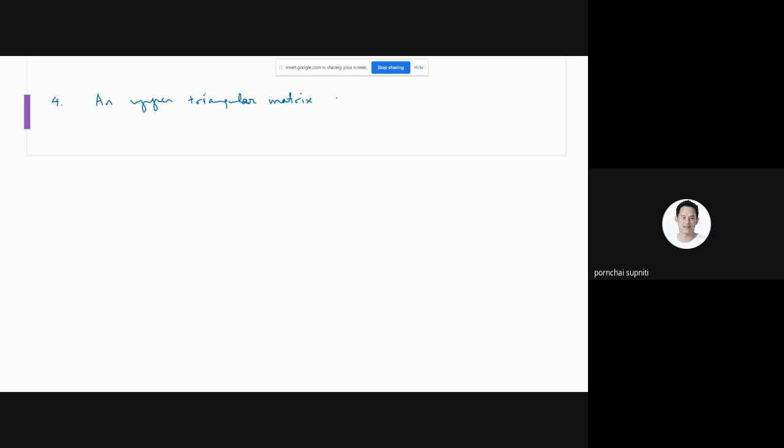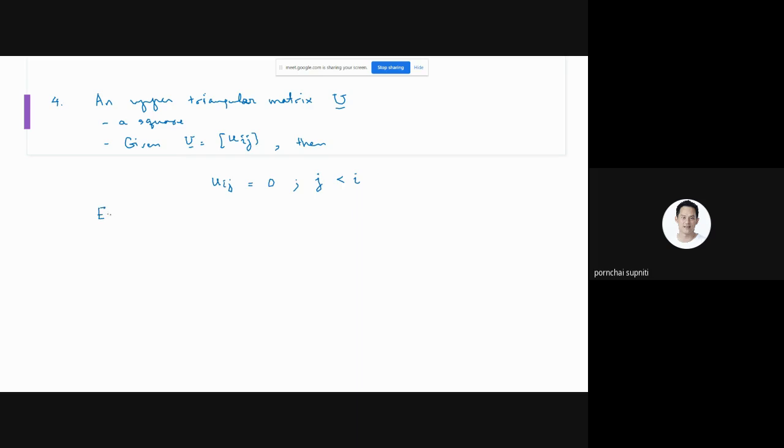Okay, upper triangular matrix U is also a square matrix. Given that U is equal to Uij, then Uij is equal to 0 if j is less than i. Okay, so very similar definition.